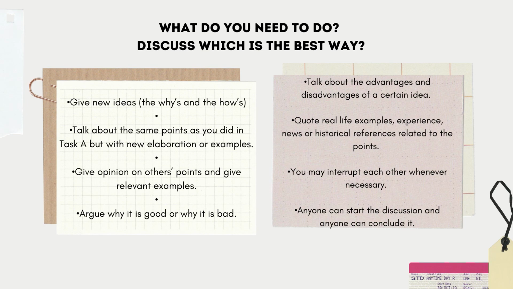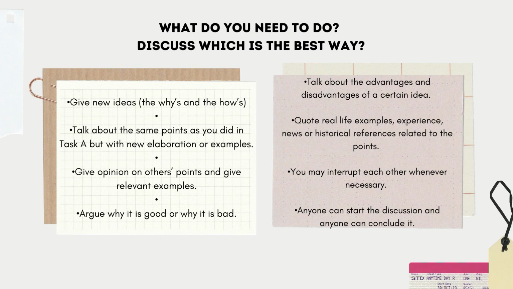For Task B, you may give new ideas, the whys and the hows, and more new examples. You can talk about the same point as you did in Task A, but with new elaboration or examples. You can give opinion on others' points and give relevant examples. You may argue why it is good or why it is bad. You may talk about the advantages and the disadvantages of a certain idea. You can quote real-life examples, experience, news, or historical references related to the points.